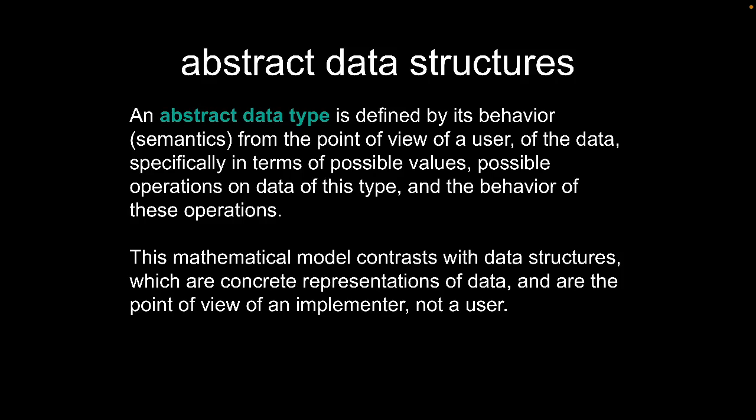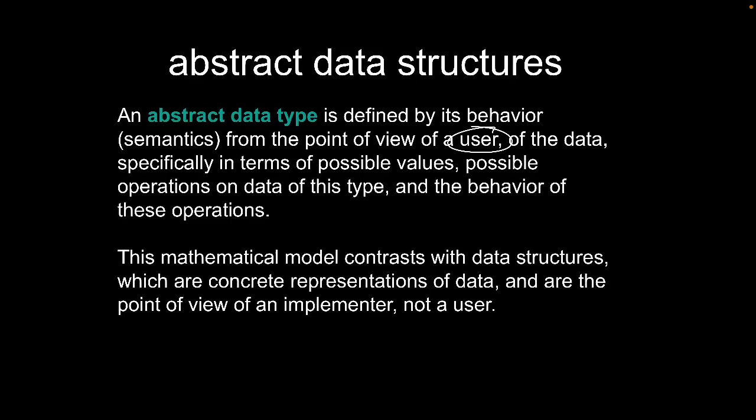An abstract data type is defined by its behavior or semantics from the point of view of the user. If you think about all of these data structures we've looked at up to this point, we've been concerned about how they're implemented: pointers moving around, allocating data in memory, where is it going to go? An abstract data type is essentially for the user to understand how it works.